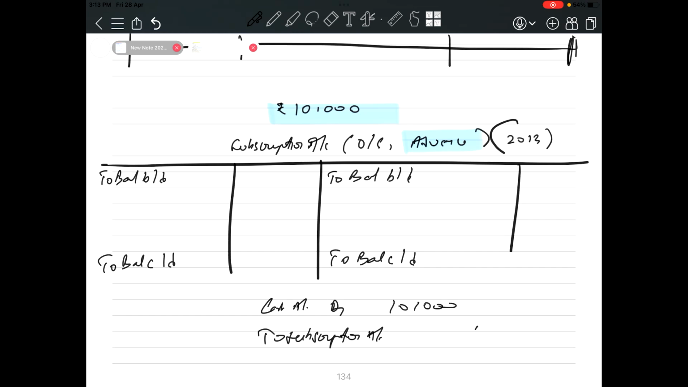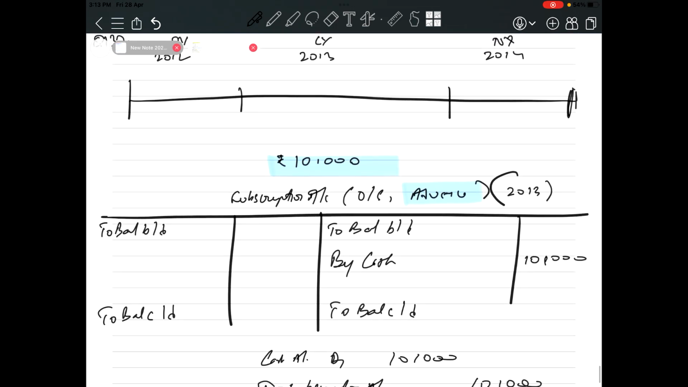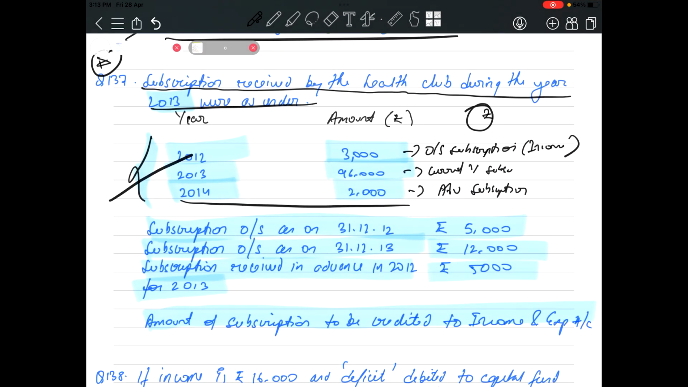How much? 1,01,000. So this will come on the credit side, right? By cash, how much? 1,01,000. Simple and easy, right? Now let's move to the question. We are done with this part.